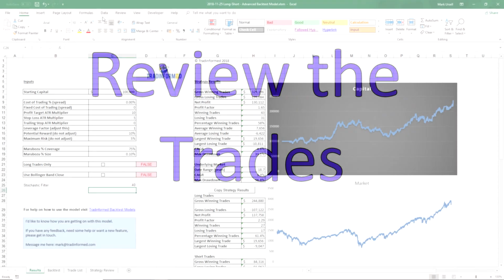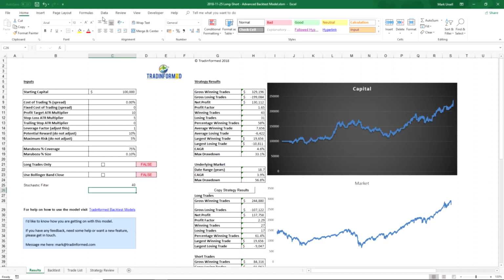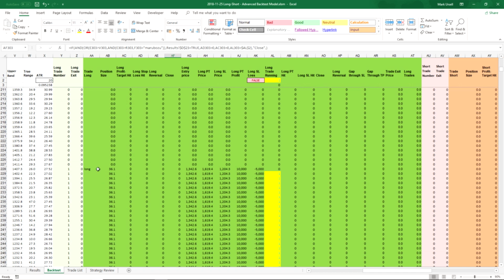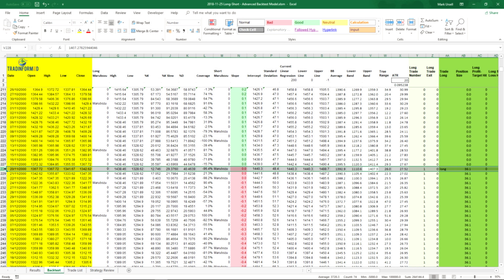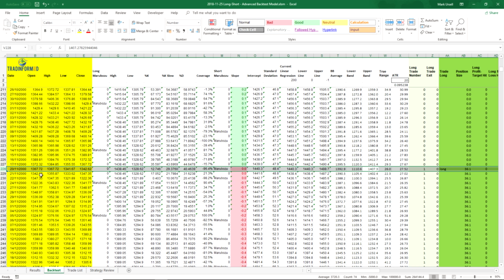The next thing you might want to do with this model is to look at the individual trades. Now, any trading strategy is only as good as the actual trades. So we might want to have a look at them, see what's happening. There are two ways to do this. The first way is to go into the backtest and literally to track each trade. We can see here that on this row here, we entered a long trade. November the 20th here, we can see we entered at this price and these were the conditions here. We can track how all the indicators performed on this entry day.